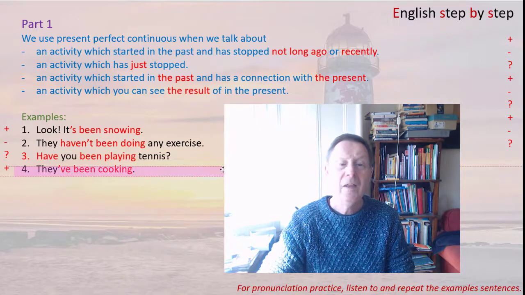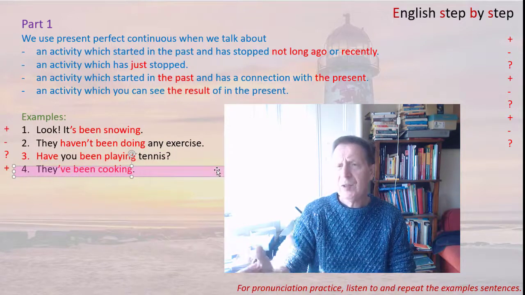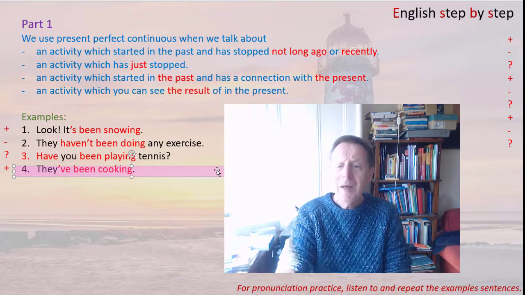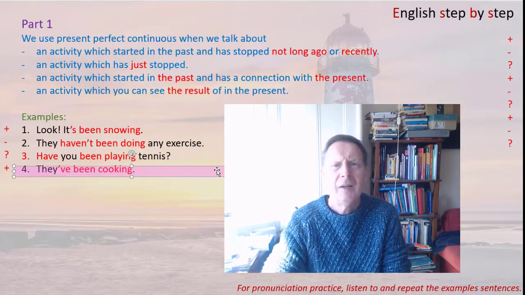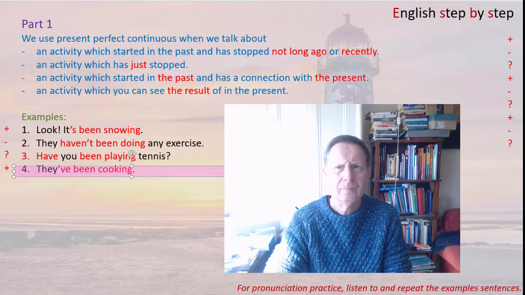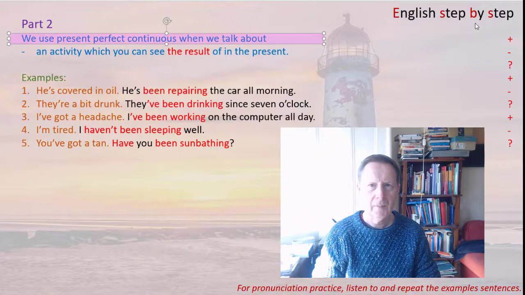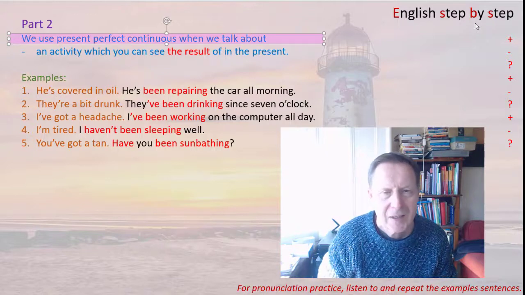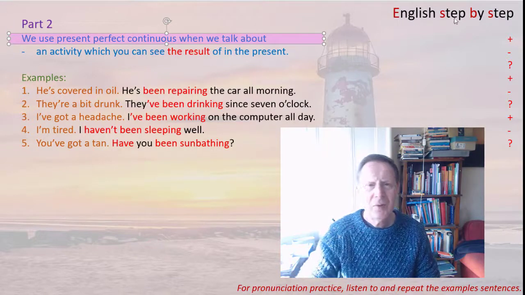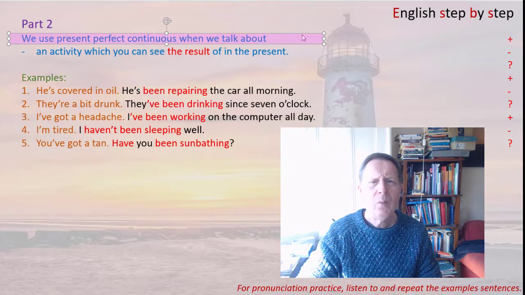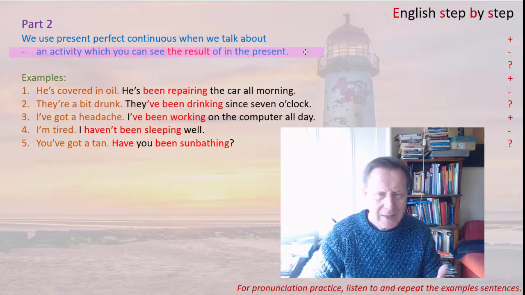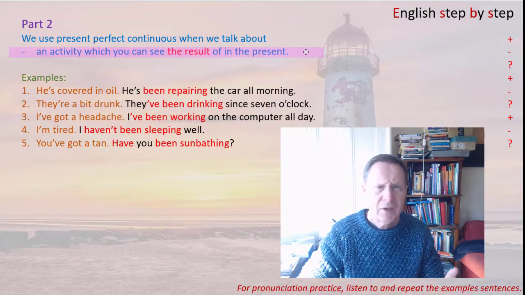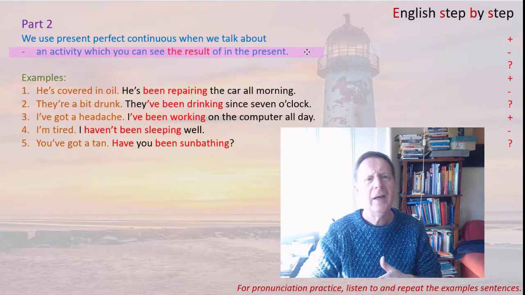Number 4, they've been cooking. And in this example, if you can see the food in the present, then you know that during this period they have been cooking. So let's look at that last point again and look at some more examples. The point is about when we use present perfect continuous, we talk about an activity in which you can see the result of it in the present. So an activity which you can see the result of in the present.